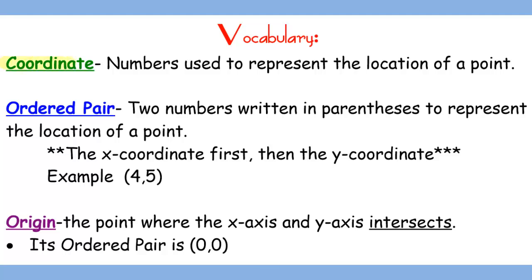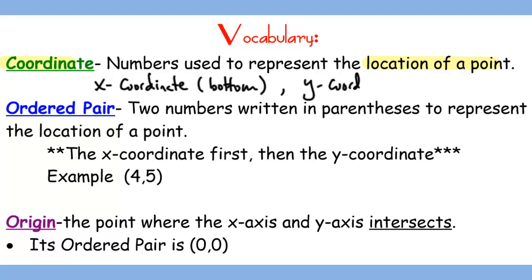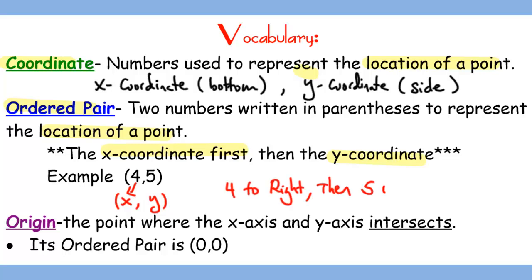The coordinates are referring to the location of a number, which we are referring to something called the x coordinate, that's at the bottom of the graph, and the y coordinate, which are numbers at the side of the graph. An ordered pair is basically a combination of the x coordinate and y coordinate, so you make an exact location of a point. An example below is (4, 5), in which the 4 refers to the x coordinate and the 5 refers to the y coordinate. So this basically tells you 4 to the right, then 5 up to locate the point.